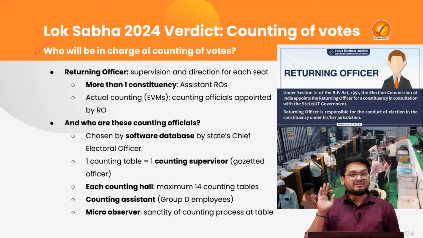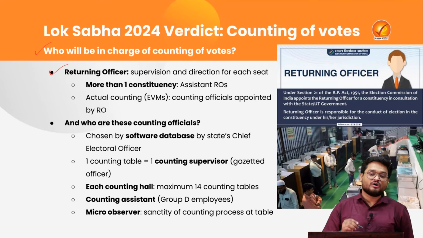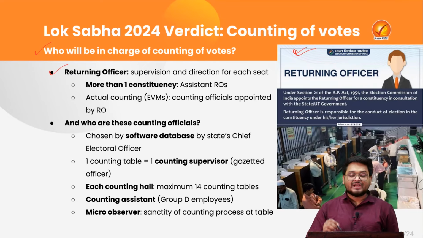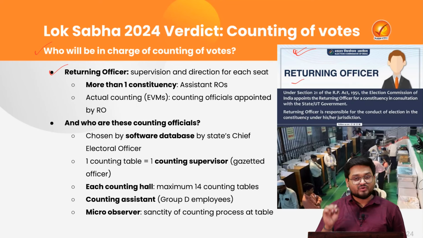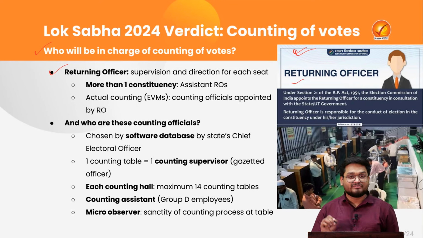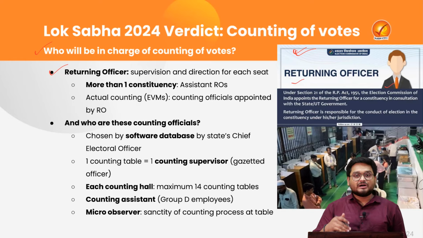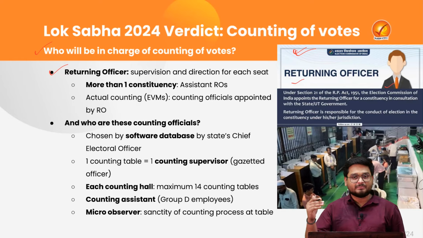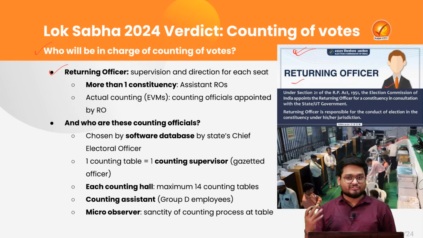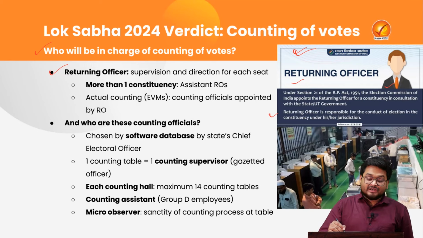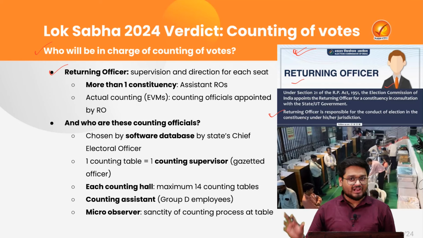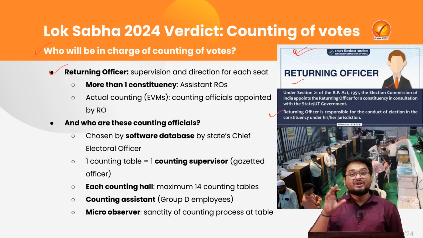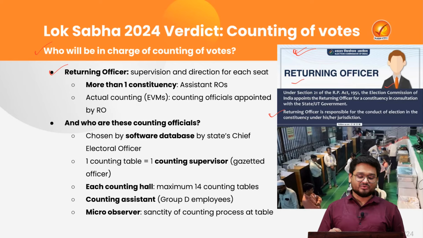Here, the main authority will be the returning officer. According to Section 21 of the RPA Act 1951, the returning officer is appointed by the Election Commission of India. Here, the person is generally the district magistrate of that particular district, and can be responsible for a particular constituency and also for more than one constituency. The returning officer is responsible for the conduct of the election in the particular constituency and also for the counting of the votes, right?